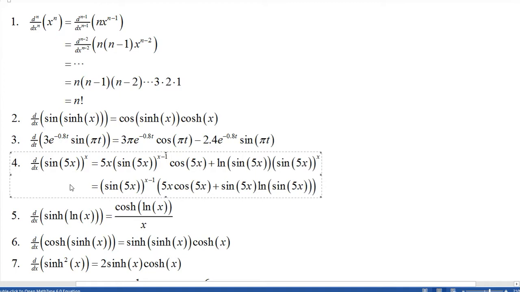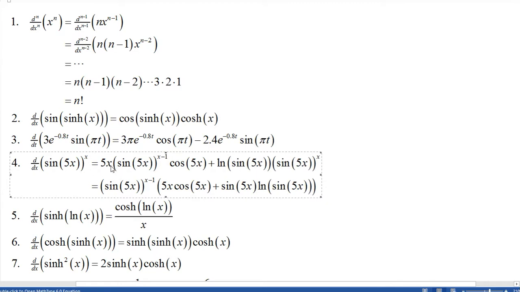All right, this next one's a little harder maybe. It's the derivative of sine of 5x to the x power. So that's like u to the x power. So this is a variable base with a variable power, so we have to use the generalized power exponential rule. And it's like the exponential rule and the power rule added together. So first you do it like it's a power function.